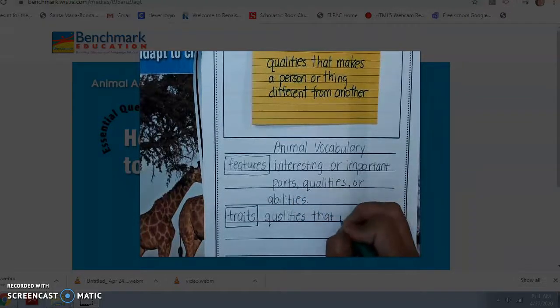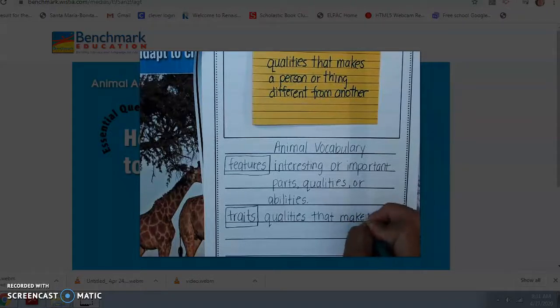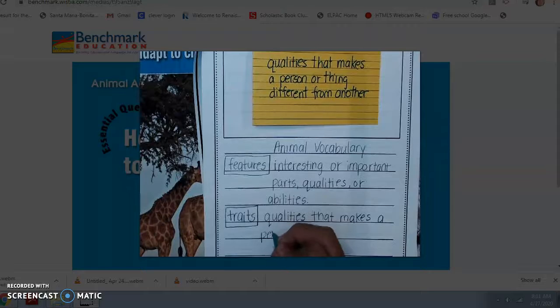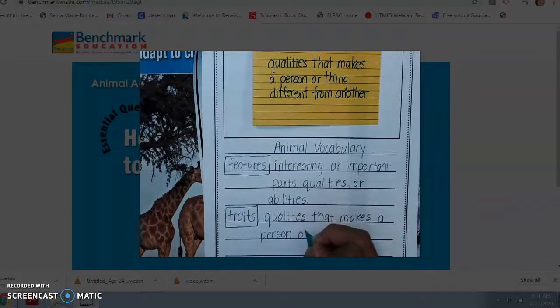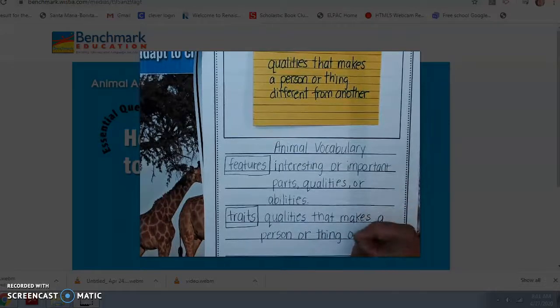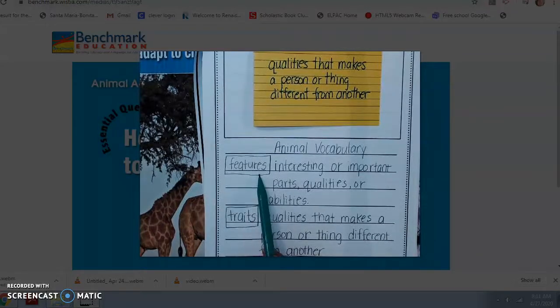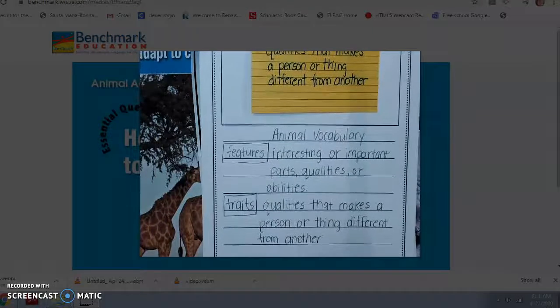Now you'll kind of notice too that the words features and traits have a very similar definition, don't they? It's basically something that makes a person or thing different or special from something else. For example, the cheetah's quickness, right? The cheetah's speed is very different from any other animal out there. It's a trait or feature that they possess, just like the giraffe's long neck. It's a trait or a feature that it possesses.